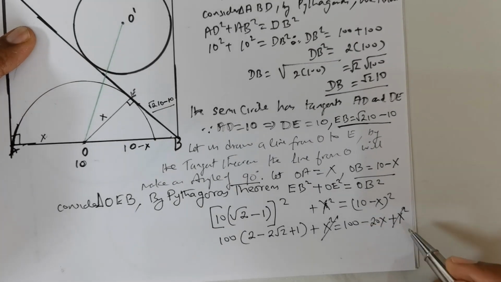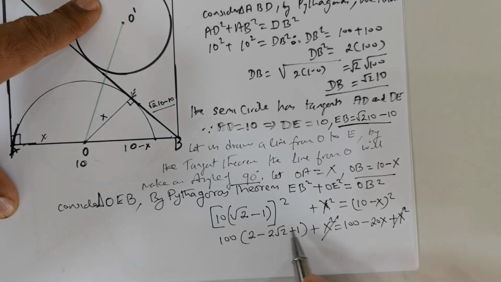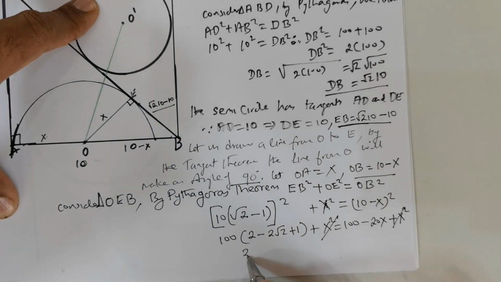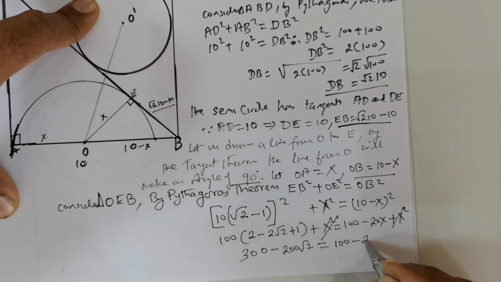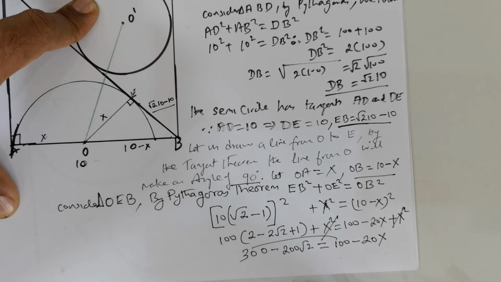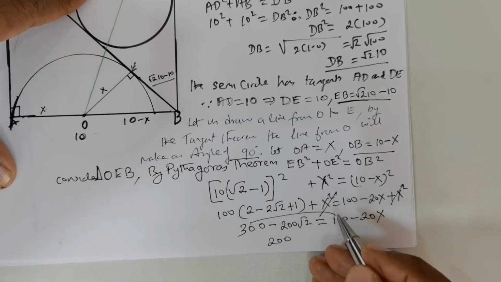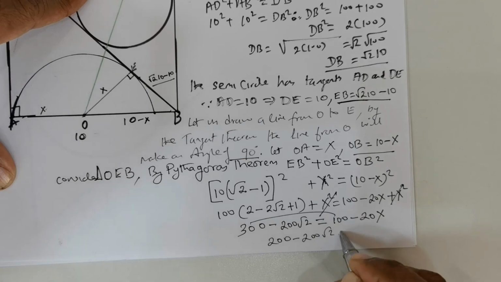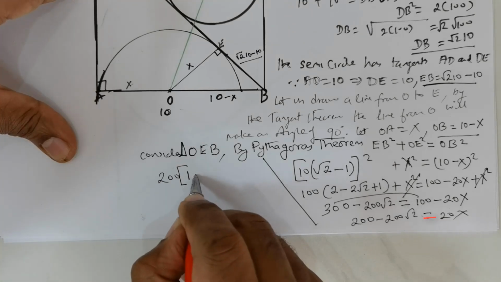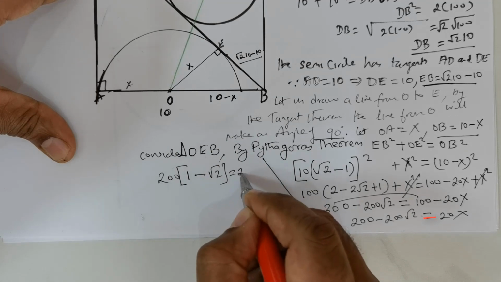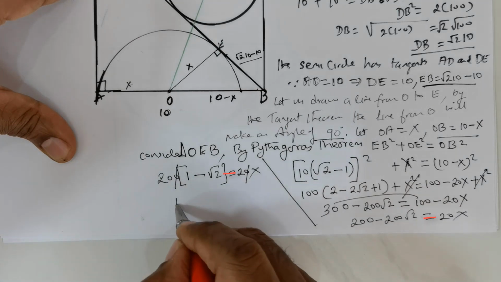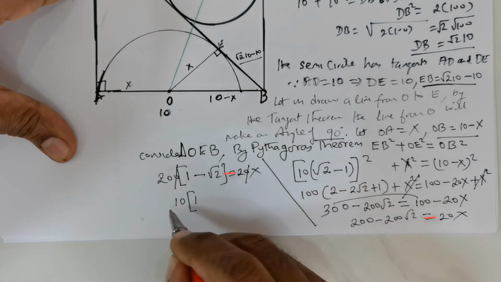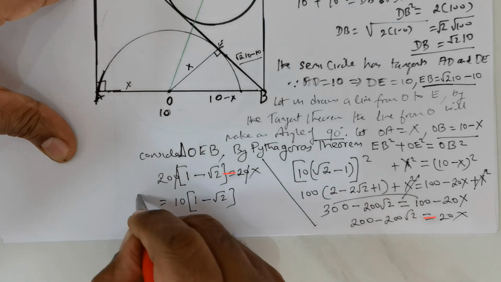So this goes off. 2 and 1, that's going to give me 300 minus 200 times root 2 is equal to 100 minus 20 times x. So this can come over here, so that would give me 200 minus 200 times root 2. So 200 is taken out, that will give me 1 minus root 2 is equal to 20 times x. So cancel a 0, cancel a 0, 2 divides here 10 times. So 10 times (1 minus root 2) is equal to x.